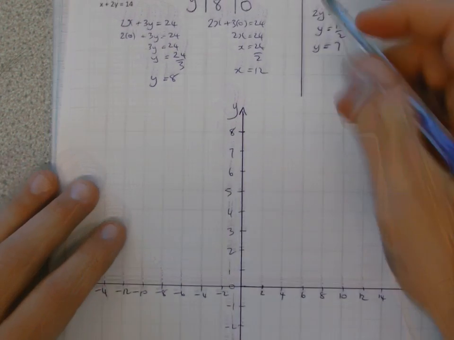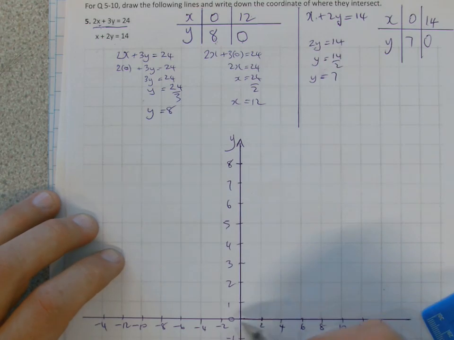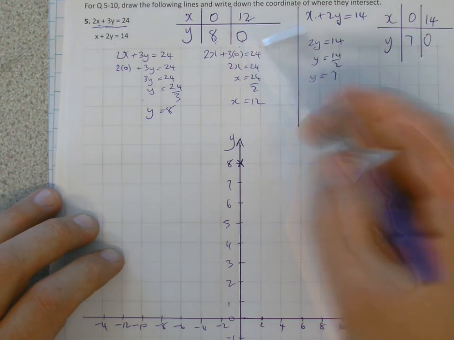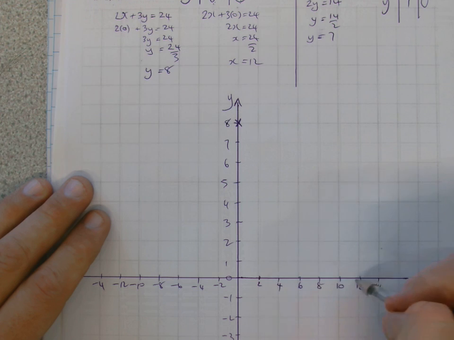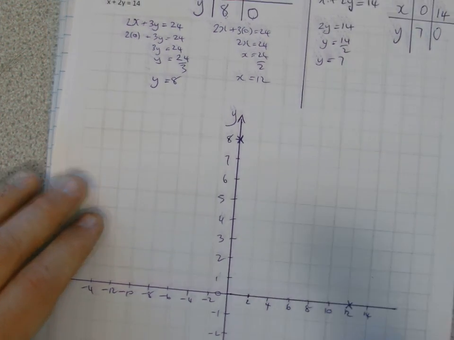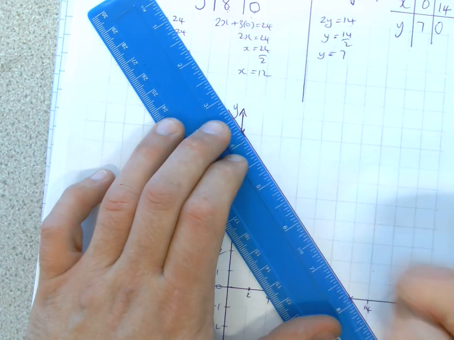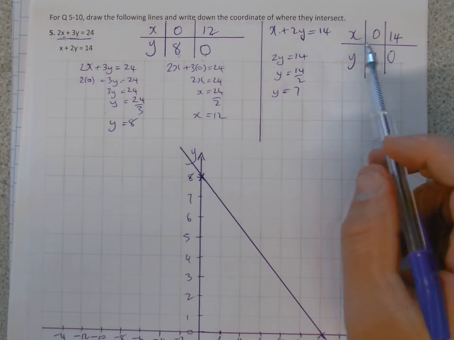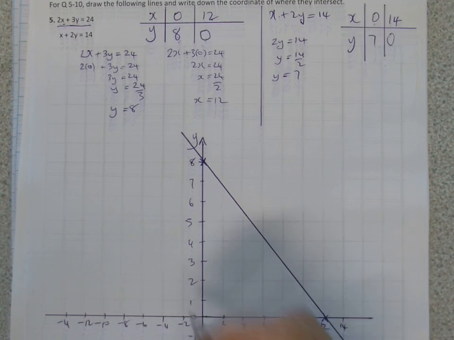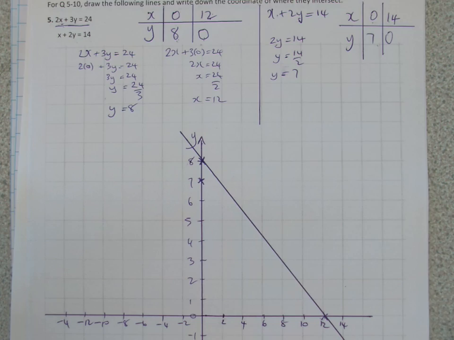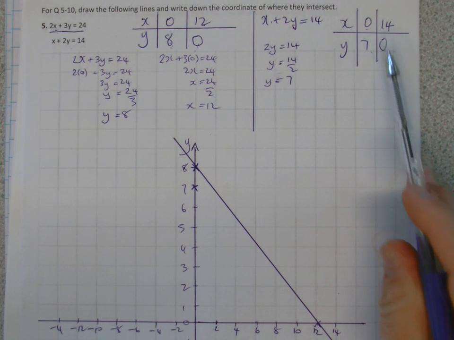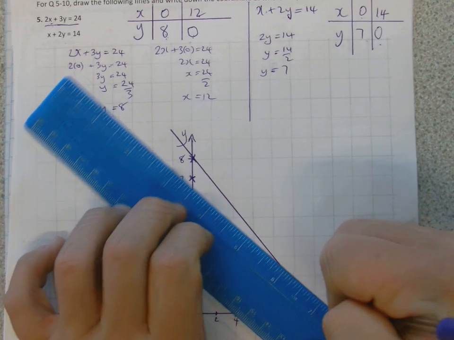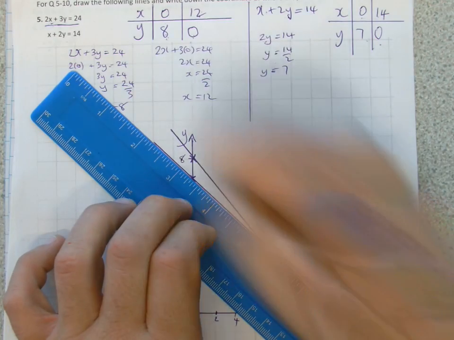So let's plot these points for the first graph then. x is 0, y is 8 up here. x is 12, y is 0, so across 12, y is 0. So I've got my line there. Now I'm going to get my other line. x is 0, y is 7. Put that point there. And then we've got x is 14, y is 0. So draw my two lines.